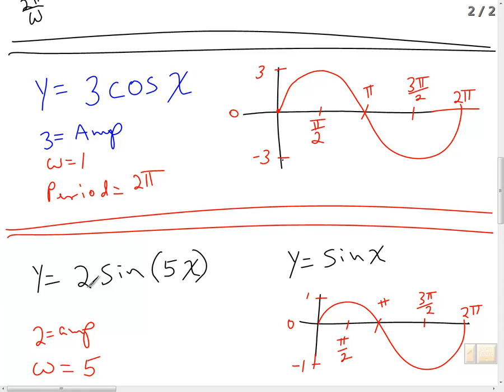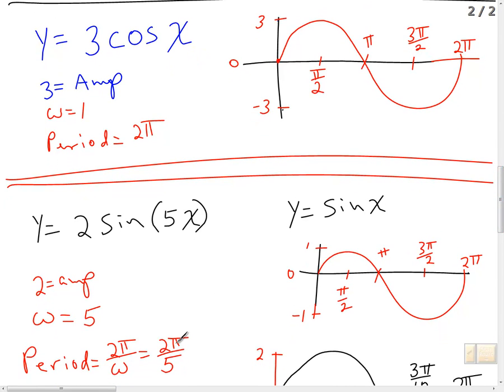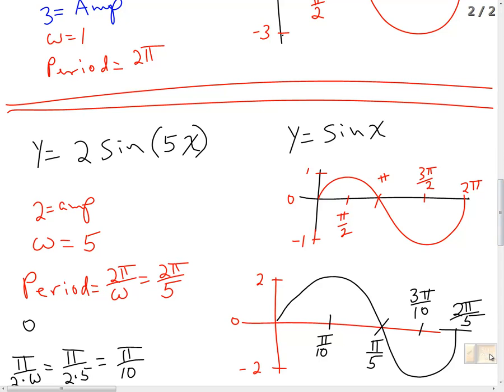For this graph, the amplitude is not 1, it's 2. So now it'll go from 0 to positive 2 and then down to negative 2. And since omega is 5, our period is going to be 2 pi over omega, which is 2 pi over 5. So our period is not going to go from 0 to 2 pi, it's going to go from 0 to 2 pi over 5. And so that's going to change our increments here.